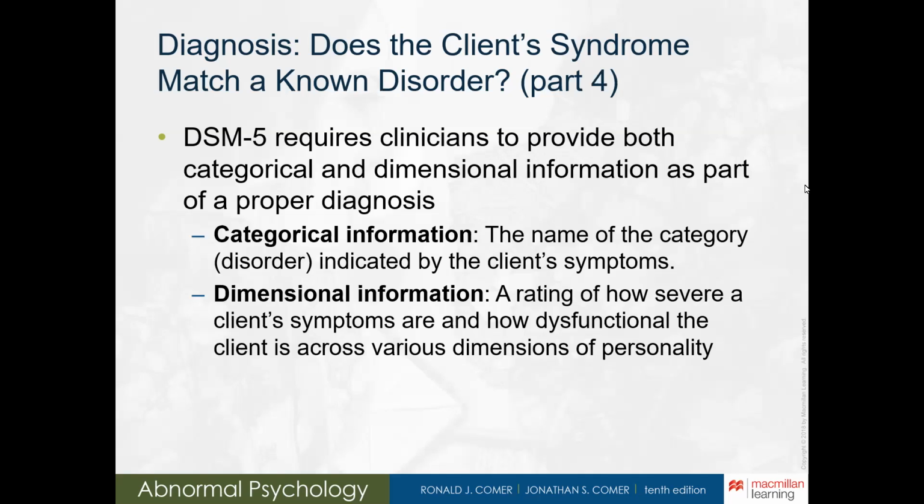The DSM-5 typically requires a clinician to provide both categorical and dimensional information as part of a proper diagnosis. Categorical information would be the category or the disorder that's indicated by the symptoms, and the dimensional information is looking at the symptoms and their severity, and based on that severity, how much it impacts a person's ability to function.